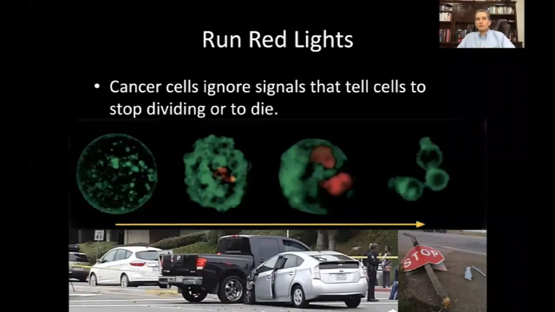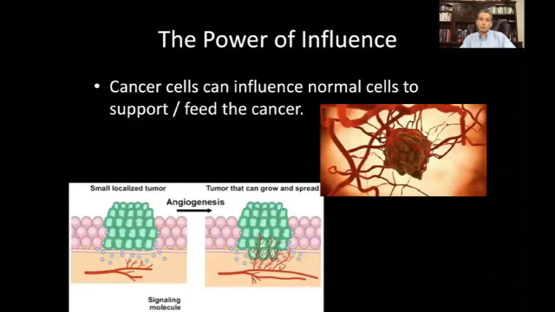So cancer cells ignore signals that tell them to stop dividing or to die. Stop signs are good things. Stop lights are good things. If you don't pay attention to the stop signs, then things like this happen. And indeed, from a health standpoint, that's what happens when cancer gets involved. And those cells do not stop dividing, or they don't die when they are supposed to. And cancer cells, they're able to produce hormones, and they're able to influence cells and tissues that are around them.